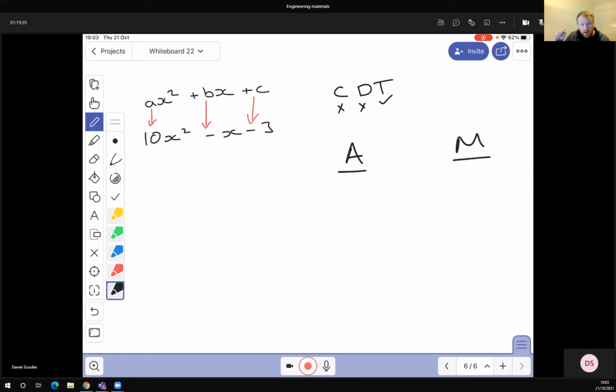Okay, remember the m is going to be the number in the a position multiplied by the number in the c position. So we're doing +10 multiplied by -3. Okay, so the multiplication is going to give us -30.